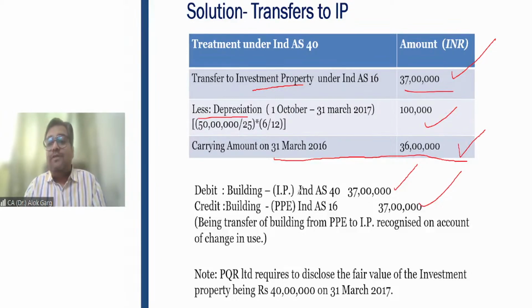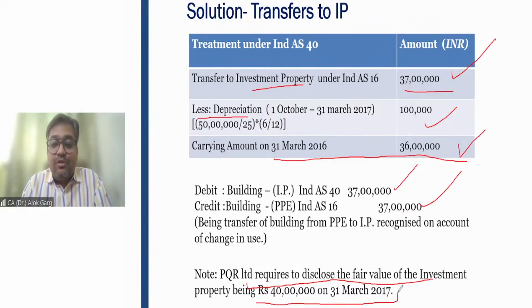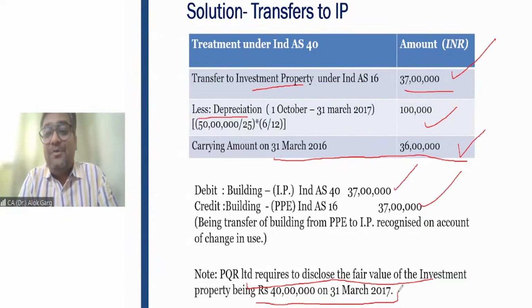And what is the use of this 40 lakh of fair value? PQR Limited required to disclose the fair value of the investment property being rupees 40 lakh on 31st March 2017. The use of the fair value is what? The fair value is used for the purpose of disclosure in the notes to accounts.